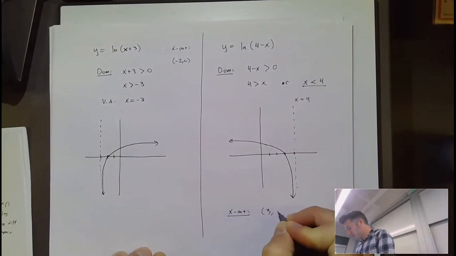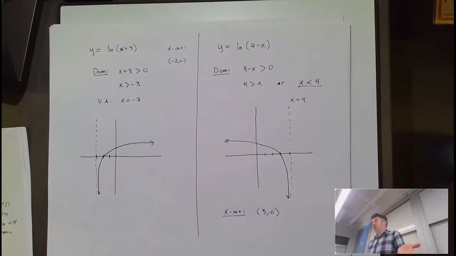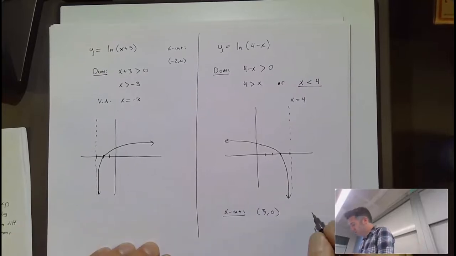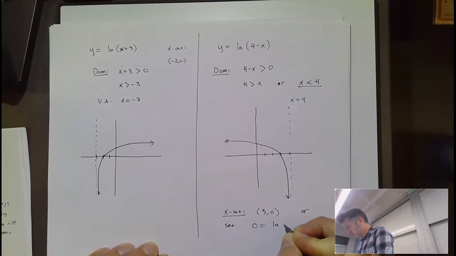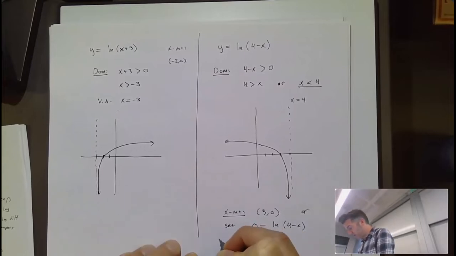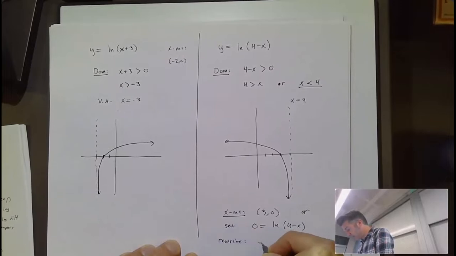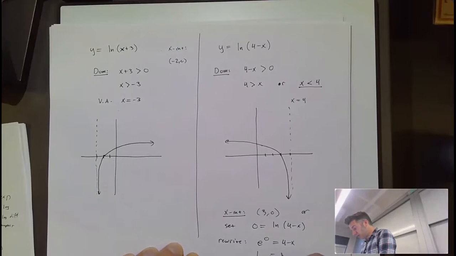It definitely has an intercept of (3, 0). If I didn't just know that was the intercept, how would I find it? Well, how do we usually find an x-intercept? We set y equal to 0. We set 0 equal to the natural log of 4 minus x. We can solve that by rewriting it as an exponential equation. We can rewrite it as e to the 0 equals 4 minus x. And then e to the 0 is 1, and if 1 equals 4 minus x, we're going to get x equal to 3.